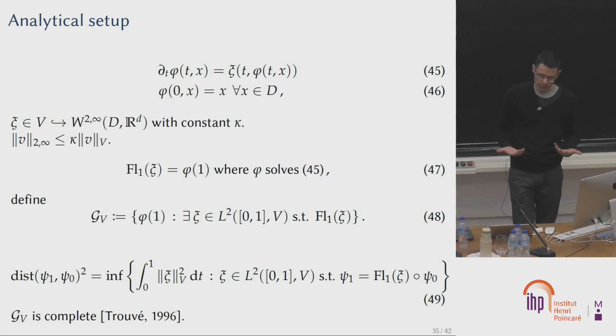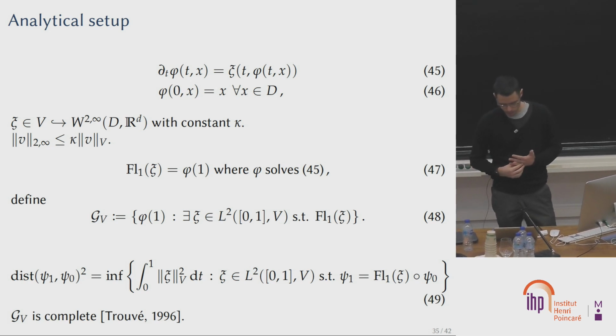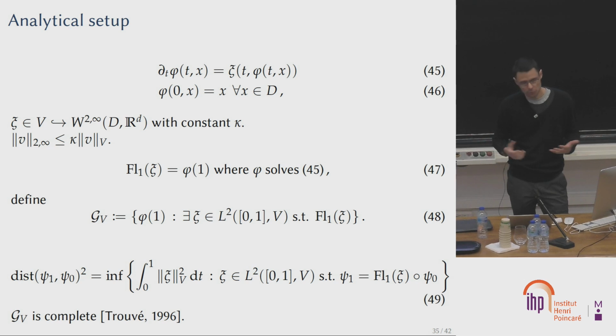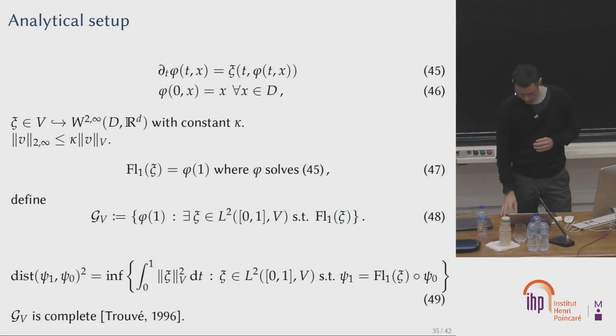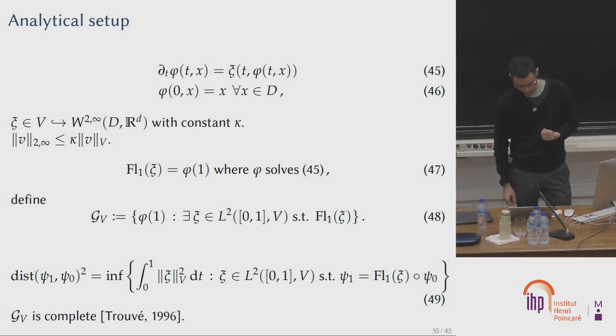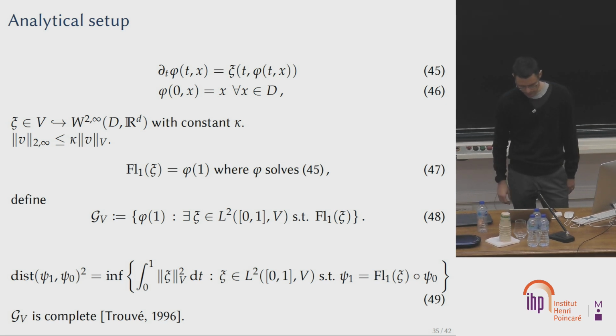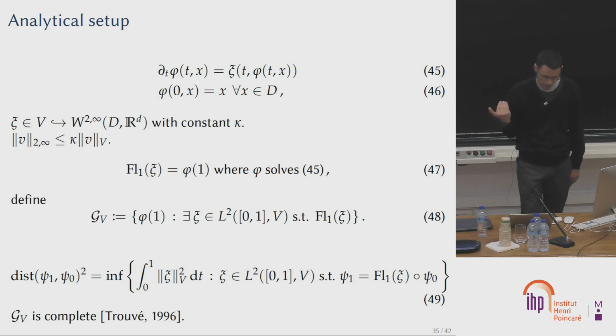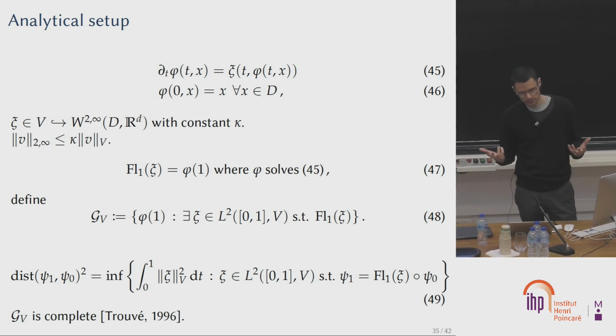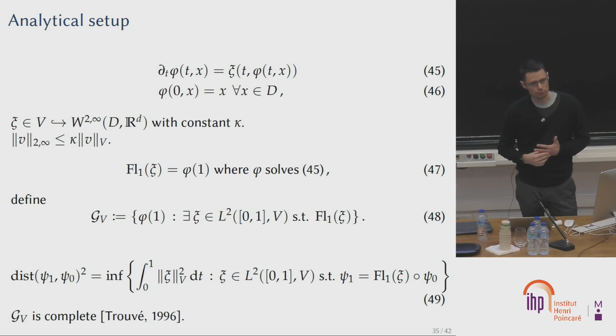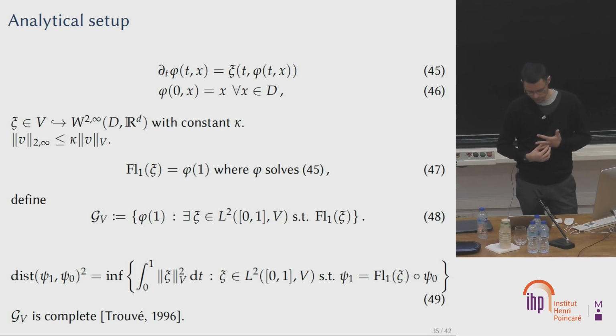And so the analytical setup is the following. I pass to a continuous time problem. I integrate the solution of my differential equation, which is driven by a vector field xi here in equation 45. I integrate the flow, starting from the identity at time 0. What I need to assume for the result to hold is an embedding of the space of vector fields into W2 infinity. It means essentially that I can differentiate twice, and they are continuously bounded. Okay?